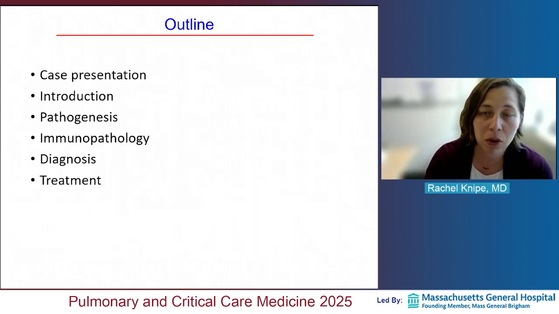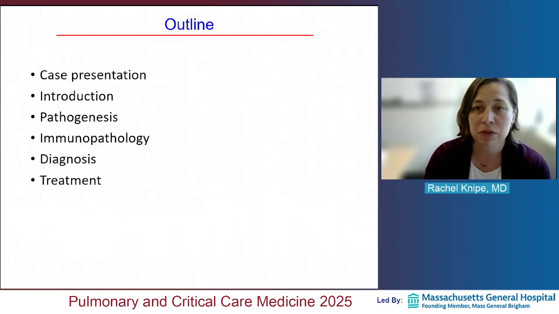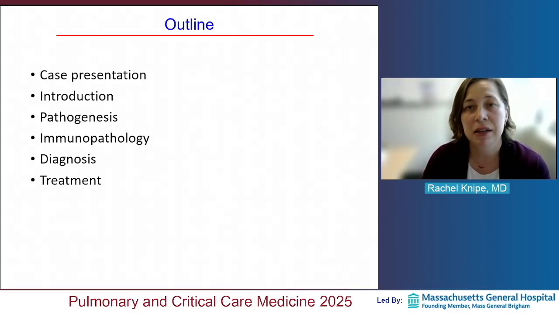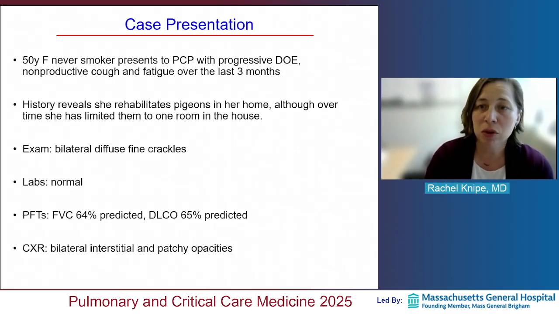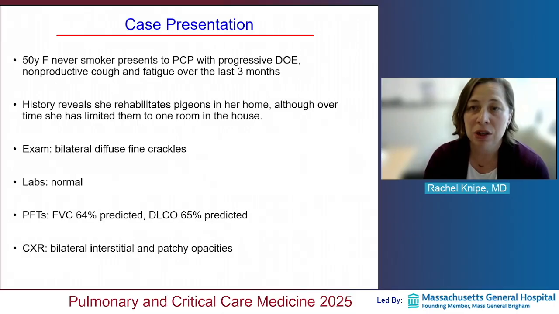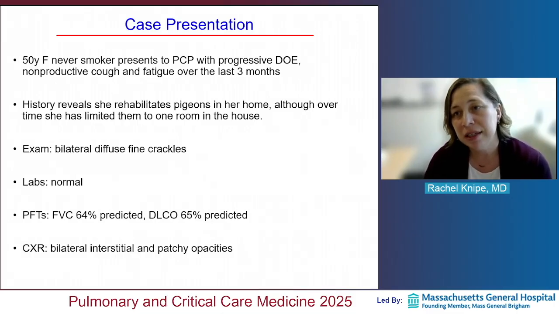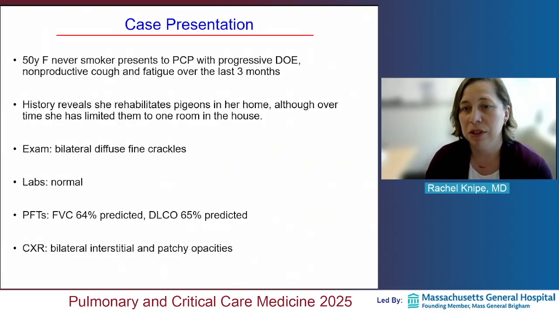Her labs are all normal, and pulmonary function tests reveal a reduced FVC and reduced DLCO, so suggestive of a restrictive deficit and a diffusion deficit. She had a chest X-ray done, which showed bilateral, interstitial, and patchy opacities. So because the chest X-ray was abnormal, she was sent for a high-resolution CAT scan, which showed patchy ground glass opacities with a mid-lung zone predominance, some mosaic attenuation, and air trapping. She had both inspiratory and expiratory views done.